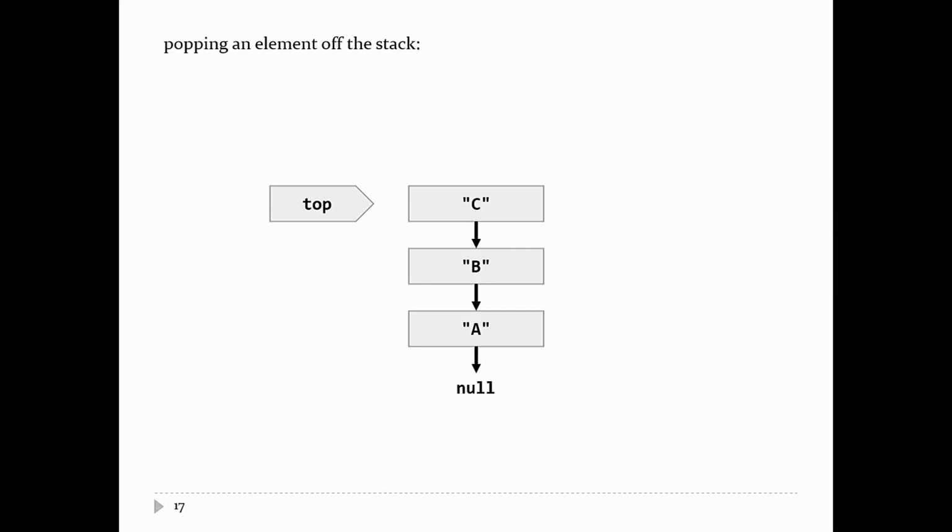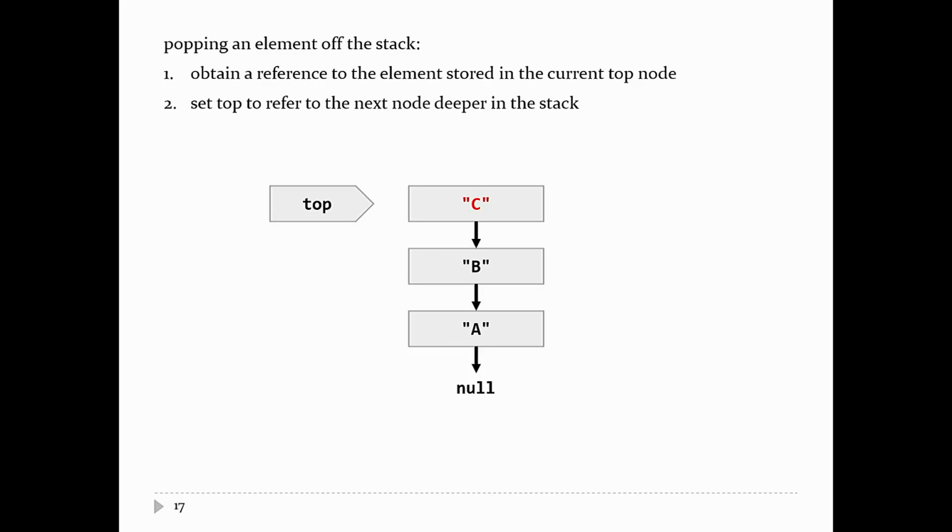All right, so how do you pop an element off the stack? To pop an element off the stack, we need to return the element that's sitting in the top node. So we need to remember that there's a C sitting in the current top node. We're just going to obtain a reference to the element stored in the current top node. So we're going to remember that C. We're now going to make top point to the next node in the sequence.